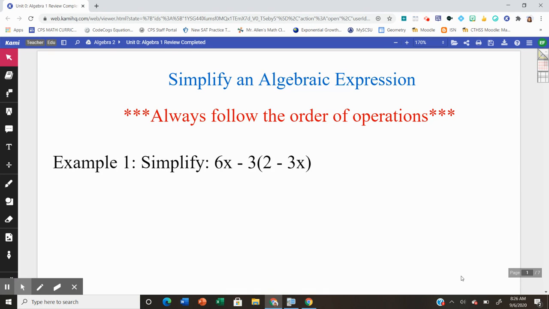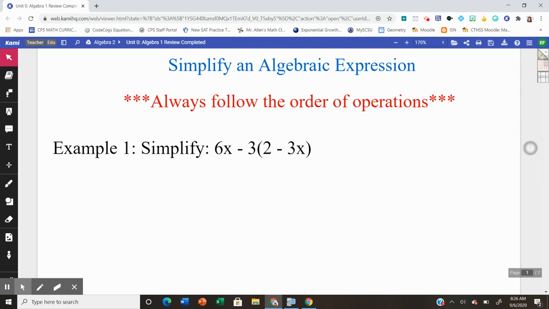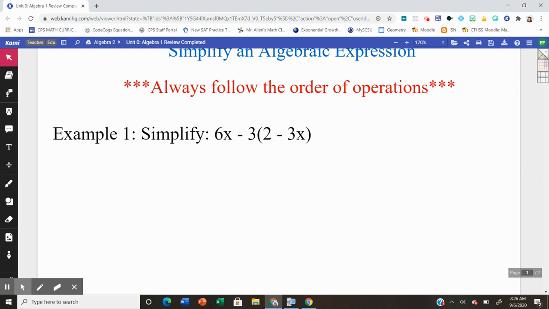So if we look at our first example here, where we are asked to simplify according to our order of operations, and we can remind ourselves what that is over to the side. In case we forgot, not sure how, but it happens, I guess. We have our parentheses, we have our exponents, multiplication and division in order from left to right. Same idea, addition and subtraction in order from left to right.